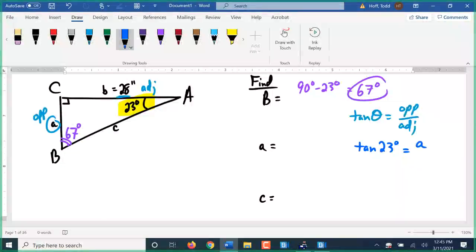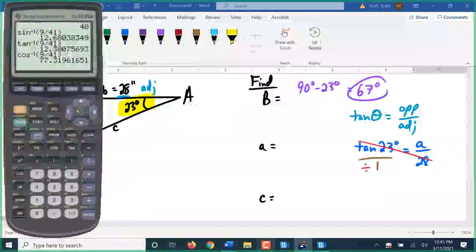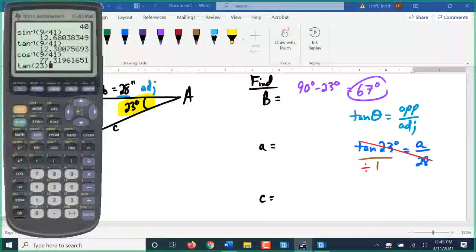The opposite side is side A. The adjacent side is our 28 inches. To solve this, we put the tangent over 1, and we will cross multiply and divide. So when we enter this, it is tangent of 23 degrees. We have to make sure we close that parentheses, times 28, and divided by 1.